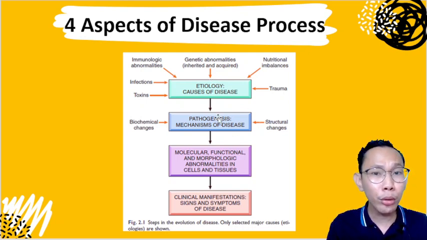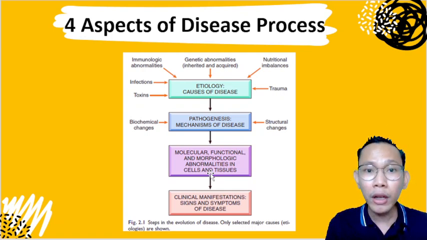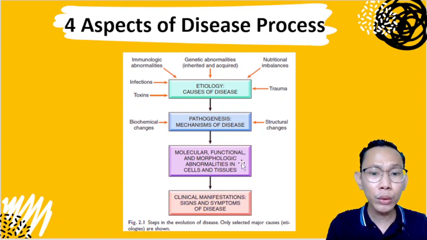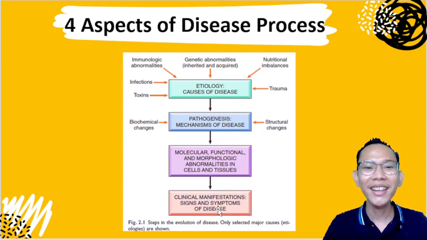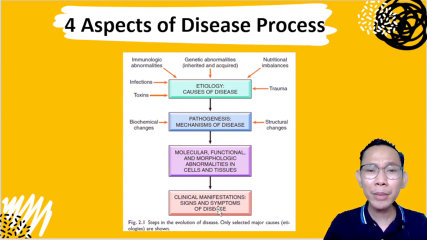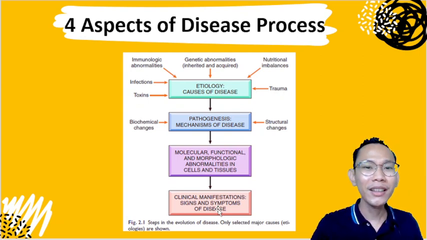There will be progression of the disease. And after the progression of the disease, it will lead to different structural or biochemical changes that will lead to molecular, functional, and morphologic abnormalities in your cells and tissues. Because of that, there will be dysfunction of your cells that will lead to clinical manifestation, which is now your signs and symptoms. So that's gonna be the first part of our lecture discussion.